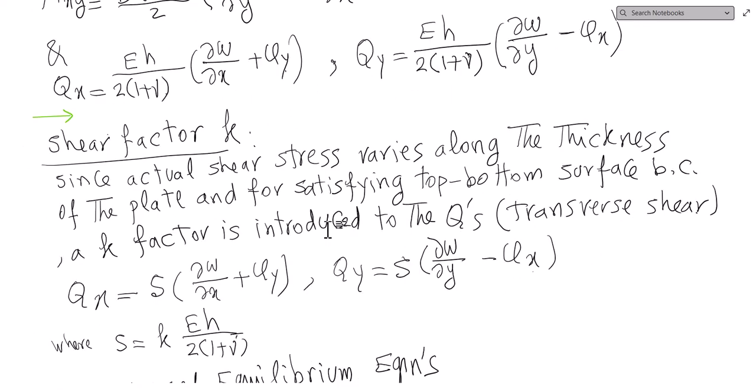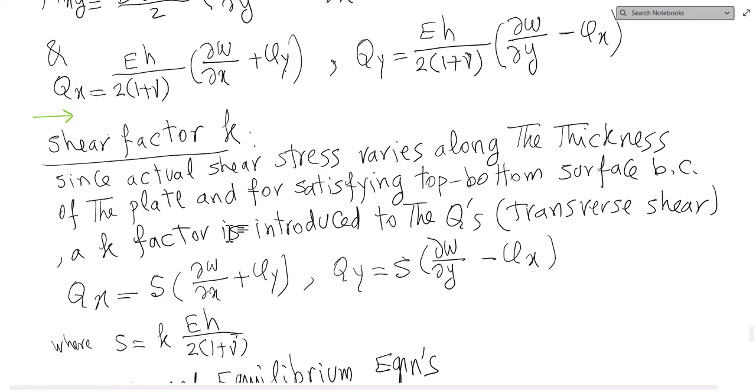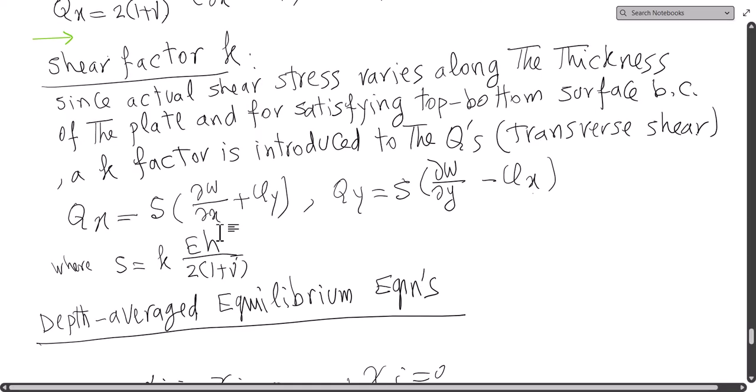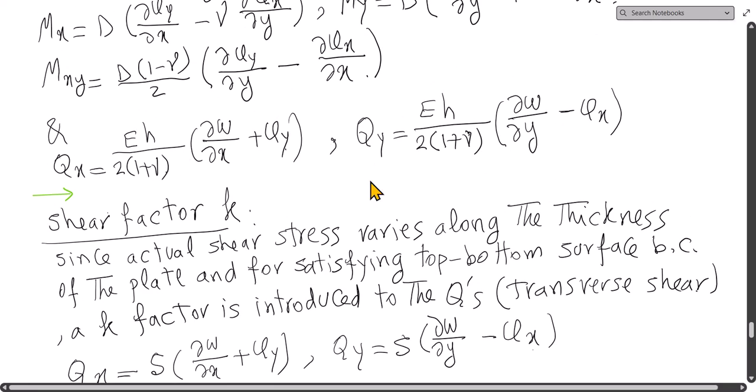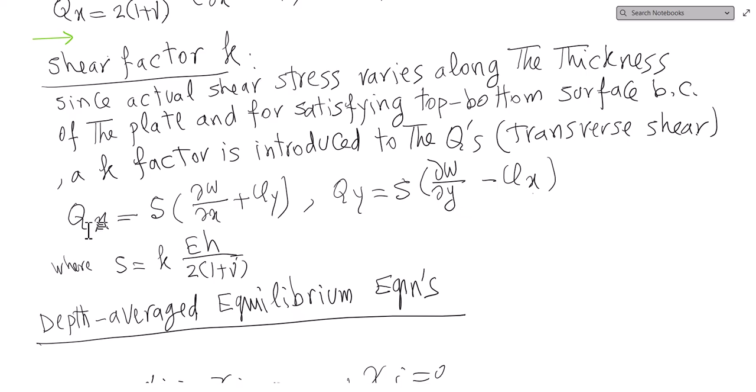Okay, the k factor, as I mentioned here, because the actual shear stress varies along the thickness, and here we discussed that the shear stress according to this theory is constant, so we have to introduce a k factor, and that is introduced into the coefficient for the qx and qy, and I collected all of them under S. So our qx and qy equations will be modified to, as given here, S multiplied by the bracket, and qy, S multiplied by this bracket.